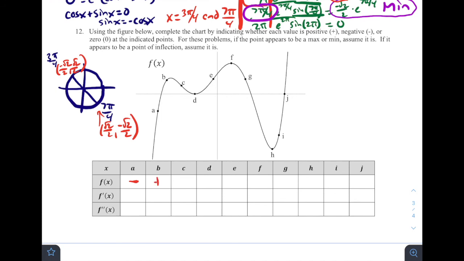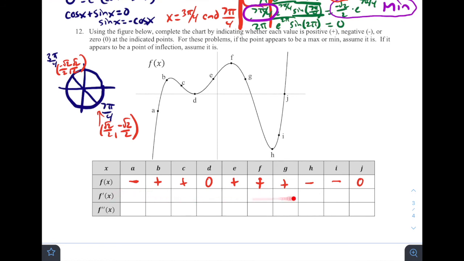B is above the x-axis, so it's positive. C is above the x-axis, so it's positive. D is on the x-axis, so it's 0. E is positive, F is positive, G is positive, H is negative, I is negative, and J is on the x-axis. So for this row, all I'm looking at is the output of this function: positive or negative? Is it above the x-axis or below the x-axis?